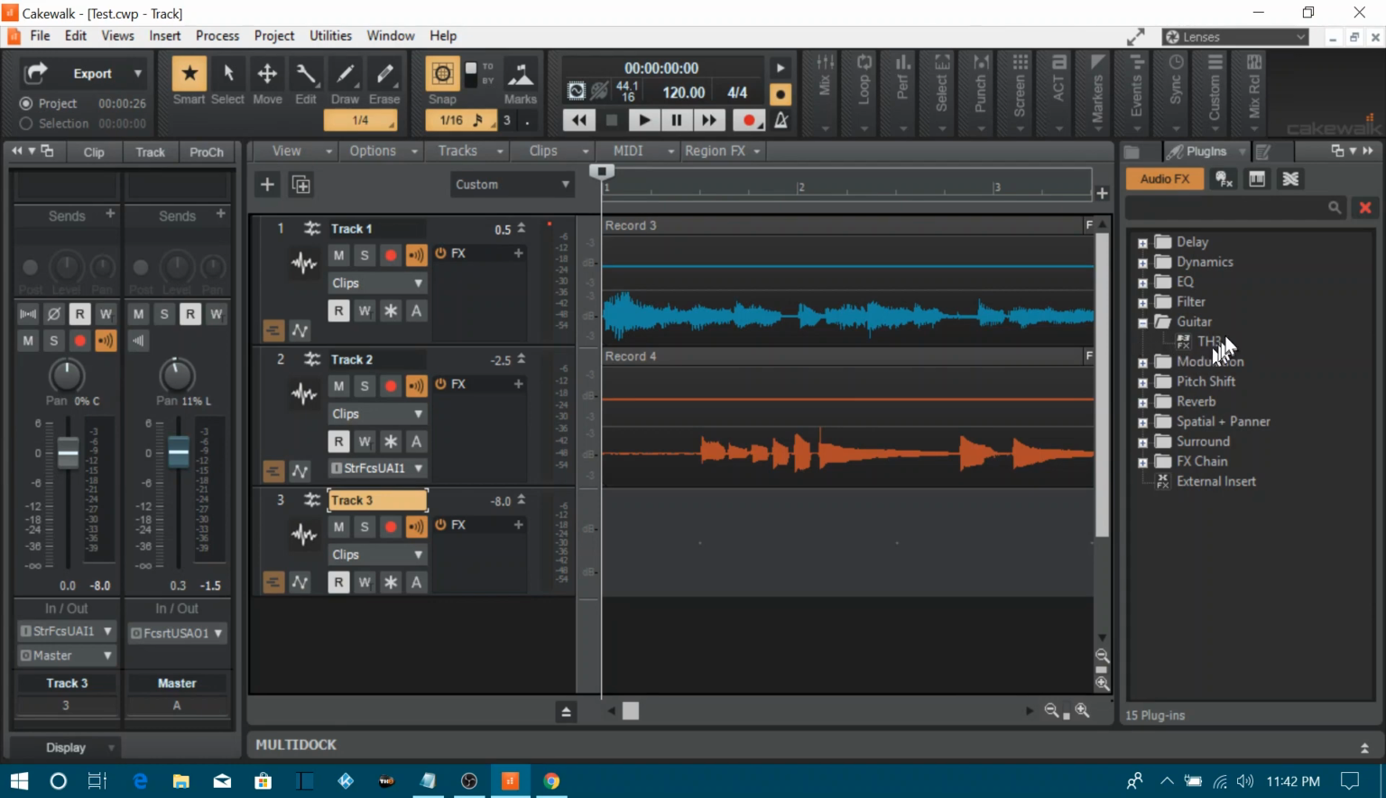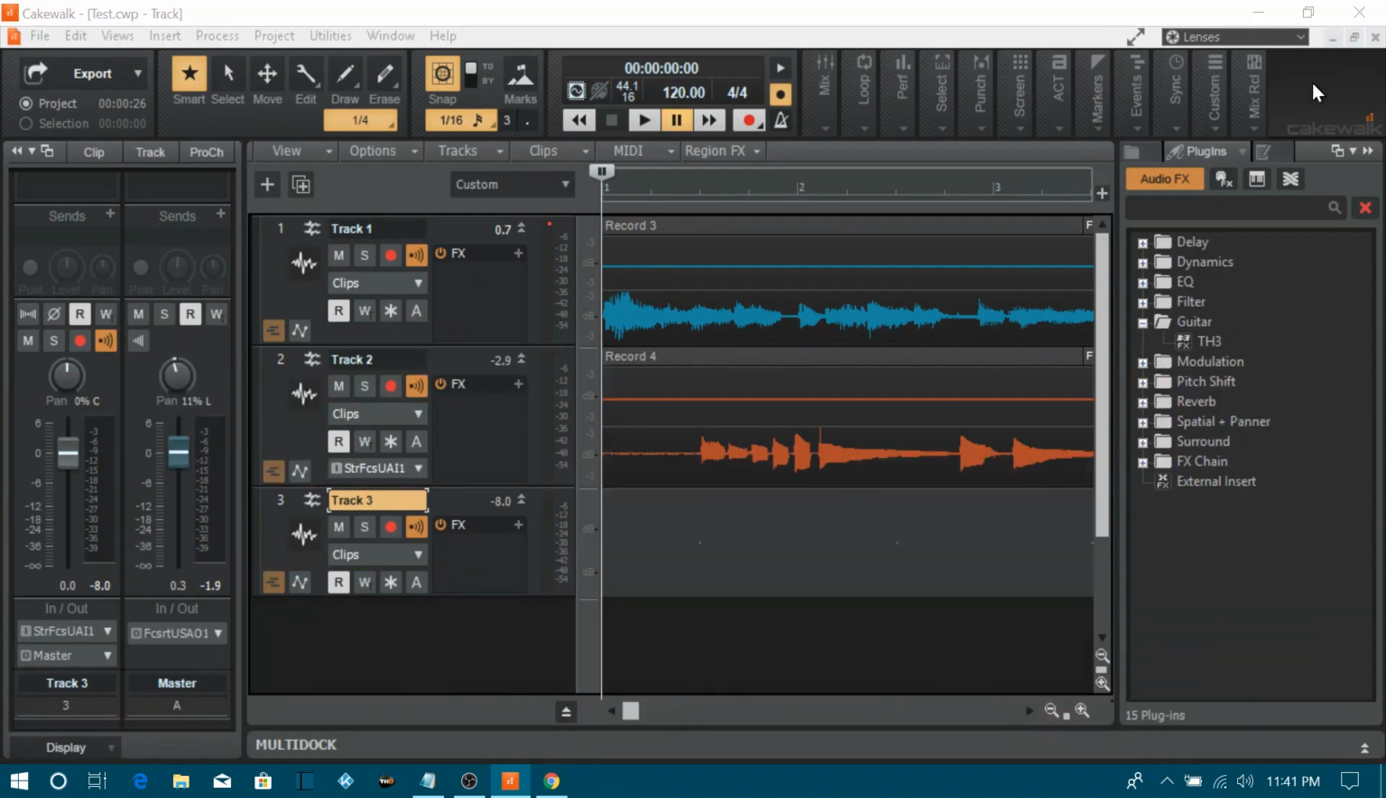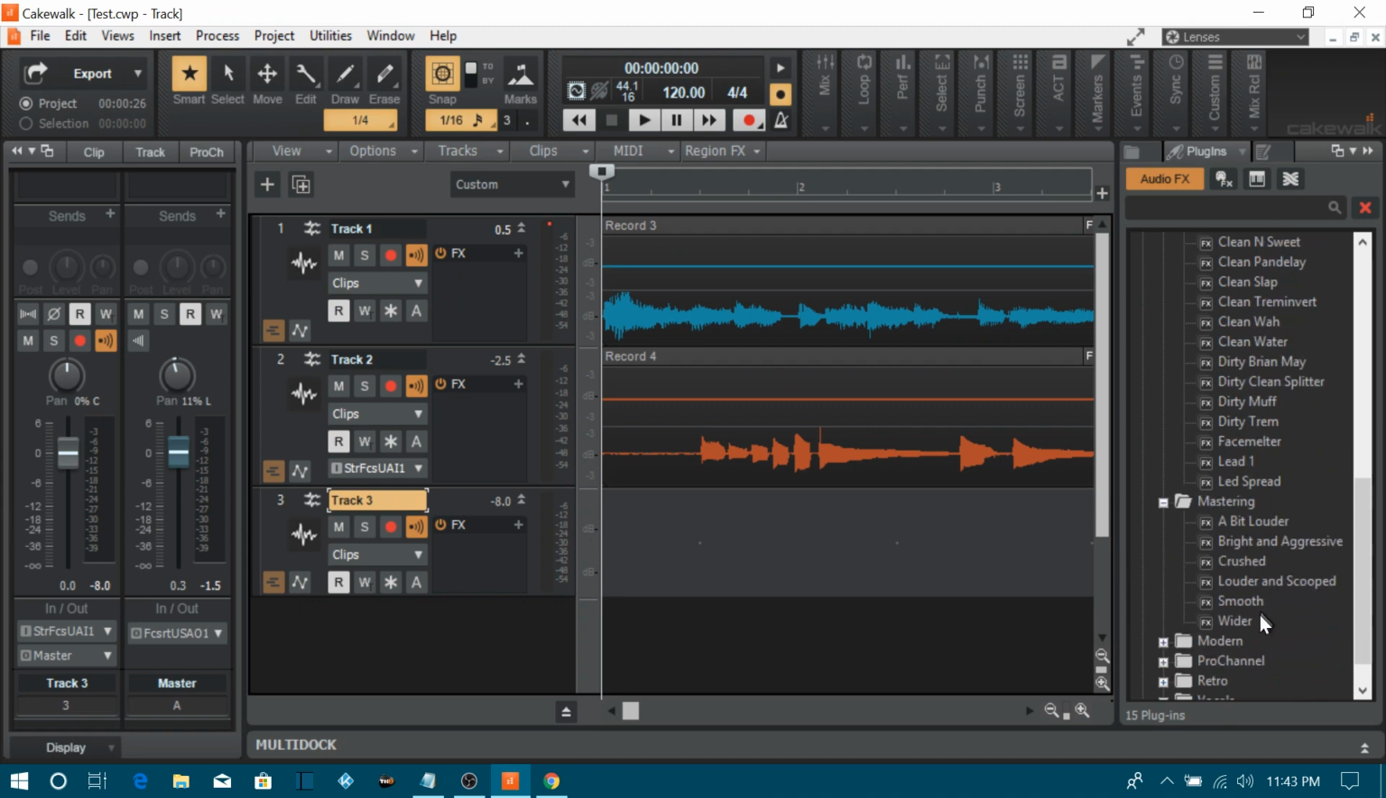Some Dave dude recommended it. It's called CakeWalk by BandLab, and it used to be Gibson Brands, and it's free. His came with a TH3 or a portion thereof, and I'm not so sure it's using it or not. If it's using my plugins, I can't really tell.